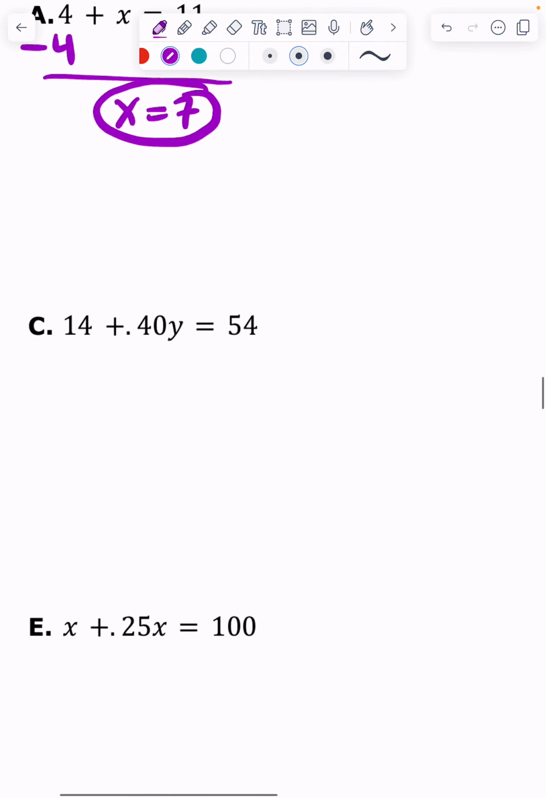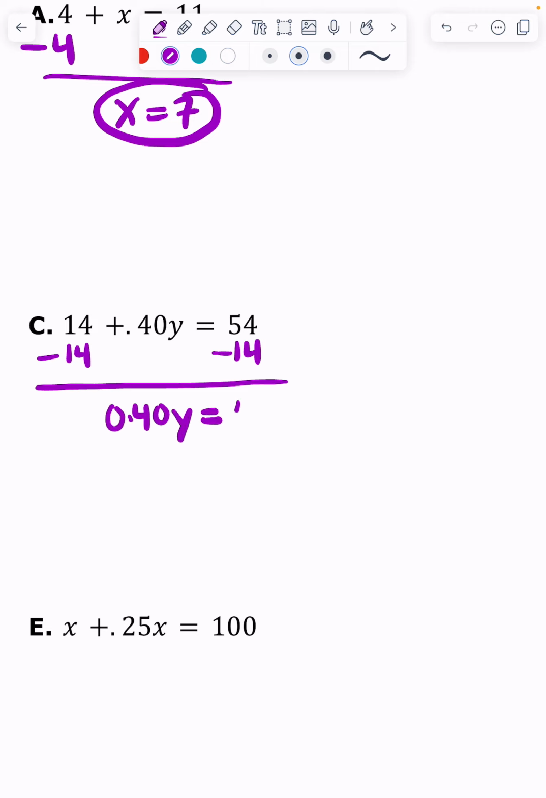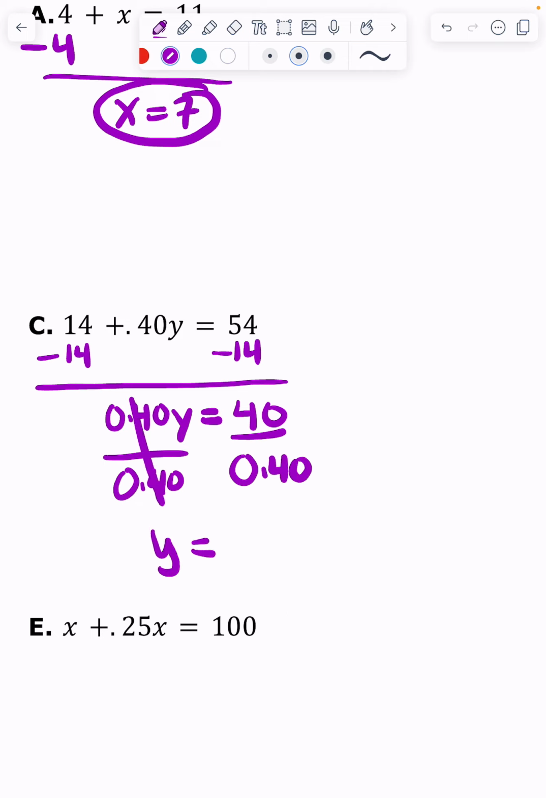All right, C. Here's an example of one where I have like terms on both sides. So I want to subtract the 14 on both sides so that I'm left with 0.40y equals 40. And now my last step is to divide the 0.40 on both sides. And I get y equals 100. So that's a two-step problem. We had to subtract and divide.